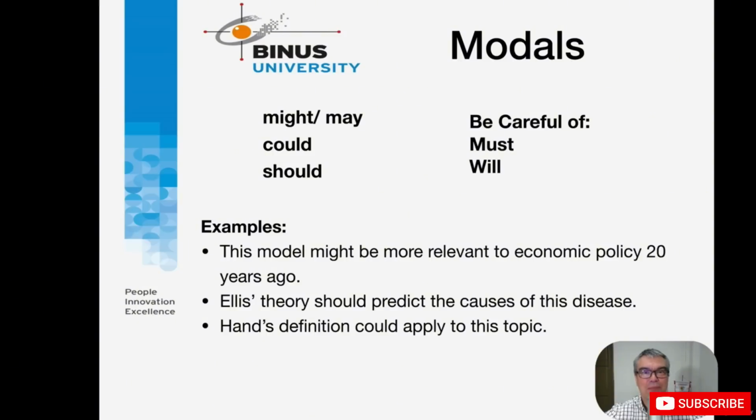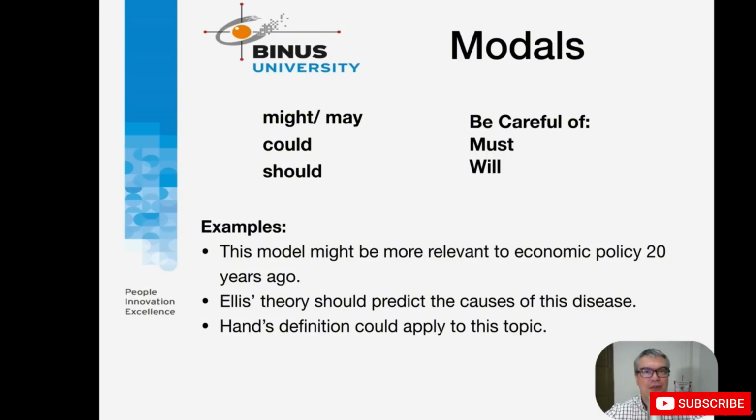So the first one, this model might be more relevant to economic policy 20 years ago. Ellis's theory should predict the causes of this disease. And then Hans' definition could apply to this topic.